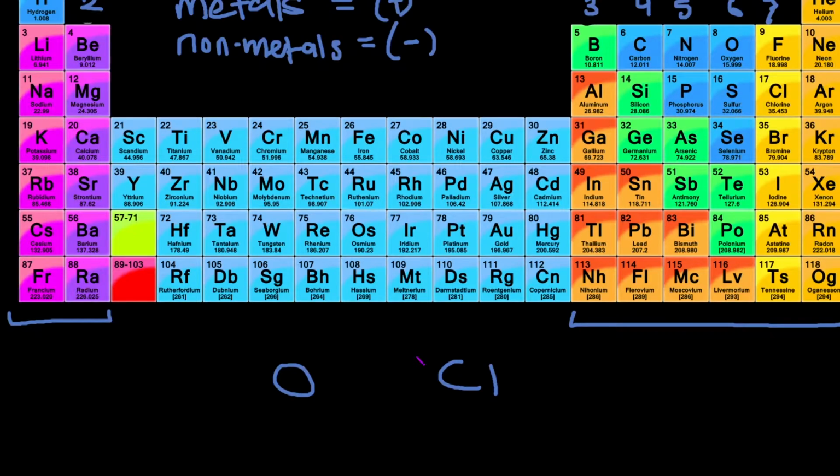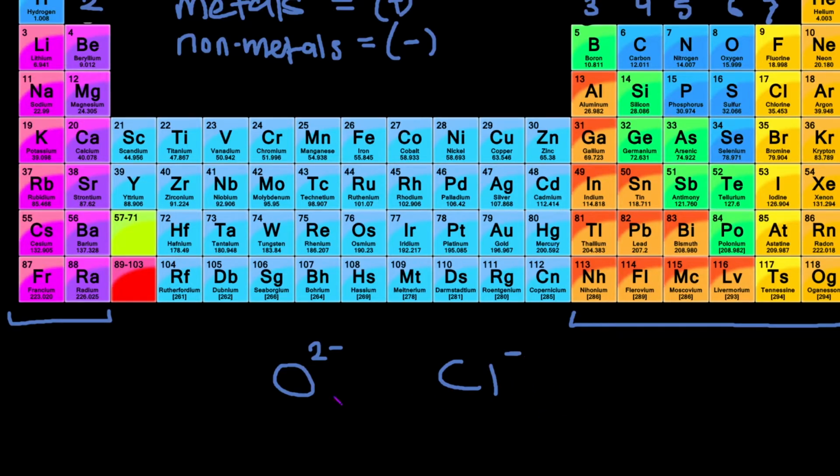Think about it. If you wanted to gain something, it would be a lot easier to gain 2 than to lose 7 or 8. You get my point here. So oxygen gains 2 electrons. That would give it a 2- charge. And chlorine right here is in the second last group, the halogens. So it wants to gain 1 electron, so it becomes a -1 charge.